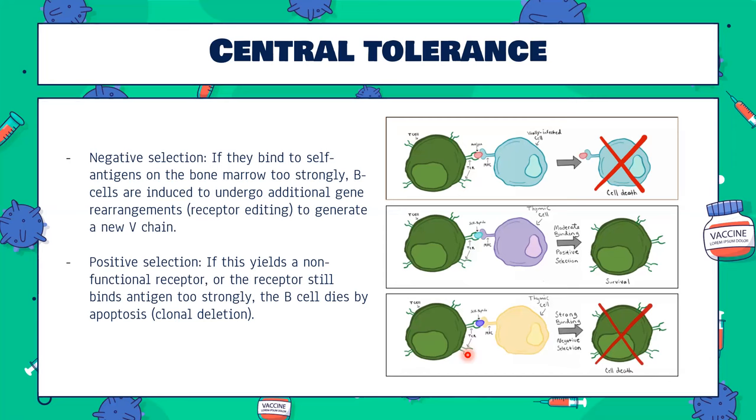After this receptor editing, or even initially, if it were to see a pathogen, if it were to see an abnormal cell, but not do anything, like it might bind to it, but it doesn't have any reaction, that is not going to help me, right? It's a non-functional receptor. So in this case, I'm going to have a positive selection where the cell is going to be killed by apoptosis, and this is called clonal deletion. So negative selection if it binds to self, positive selection if it's not capable of binding to non-self.